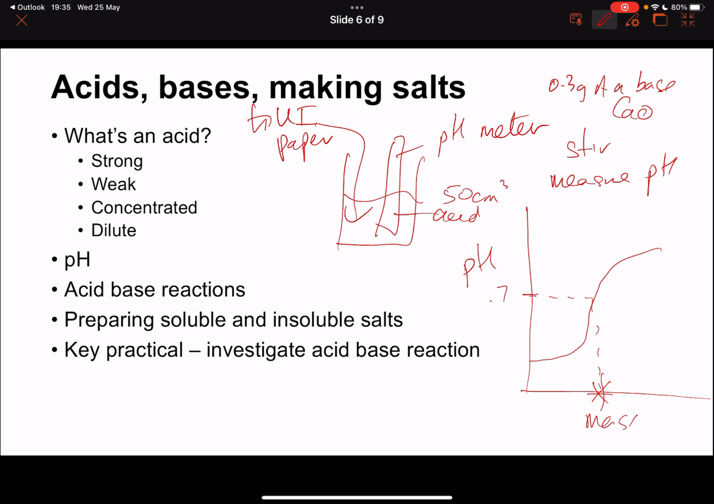Please keep in mind the safety. Acids are irritant, corrosive, and most bases are corrosive, so we must wear gloves, we must wear goggles, and we should wash off any spillages. Again, look at this in a bit more detail, please, in your notes.